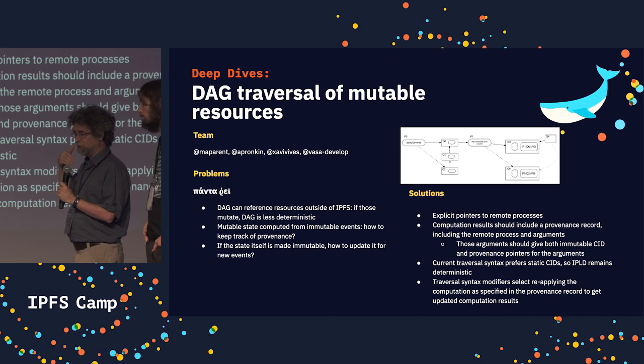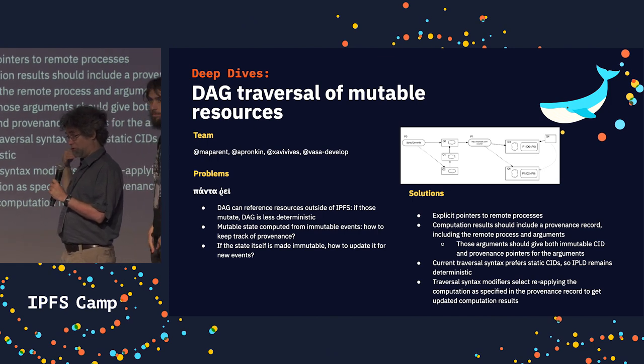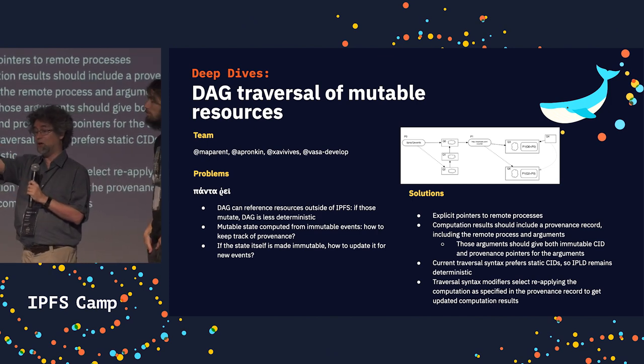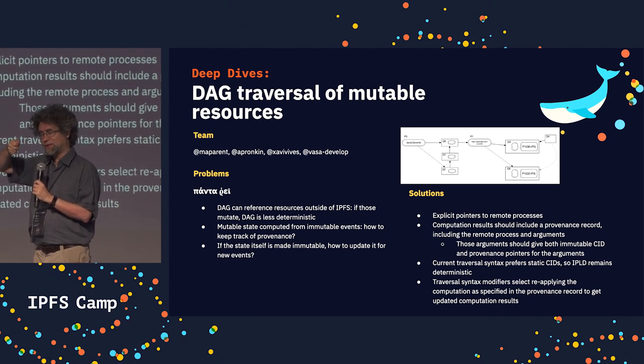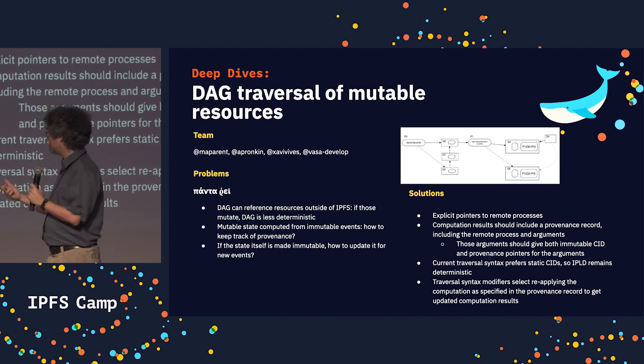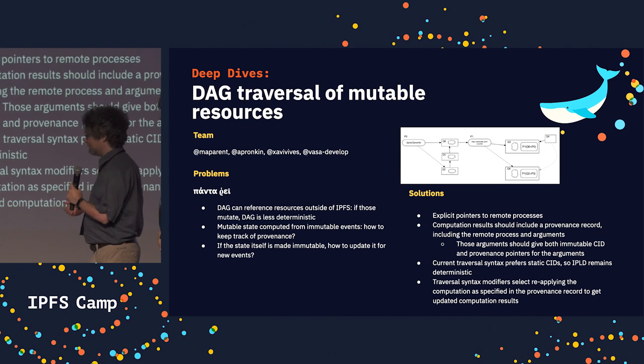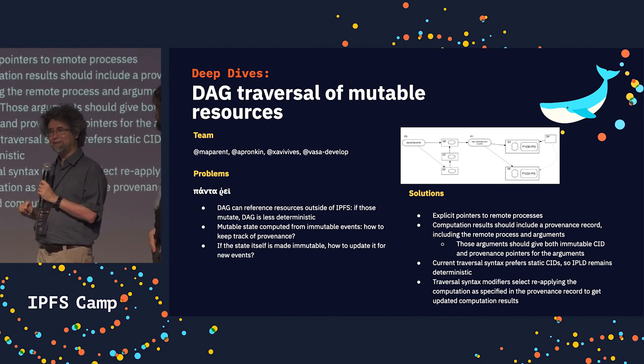So it's a way to both have the deterministic updates we know and love, but there's a way to tweak the traversal syntax to say, oh, actually, here, reuse the provenance information so I can get an updated version of the content. There's a lot of nitty-gritty details.